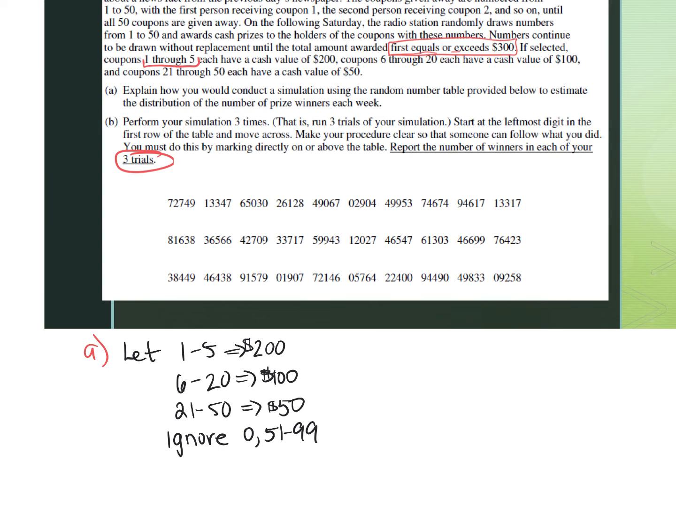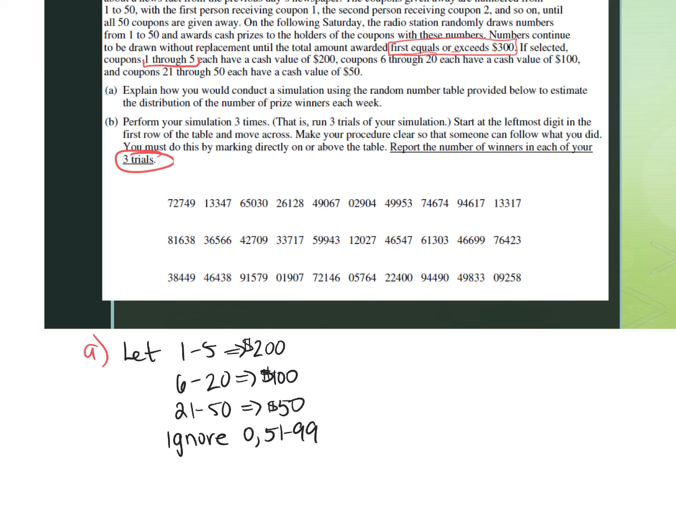Yes, Georgia? How come we're ignoring 0 to 5? Because if I included 0 to 5, that would be 6 numbers, not 5 numbers, and there isn't a ticket that says 0 on it and is going to award $200. There's only tickets with numbers 1 through 50 on it. So it has to replicate reality.